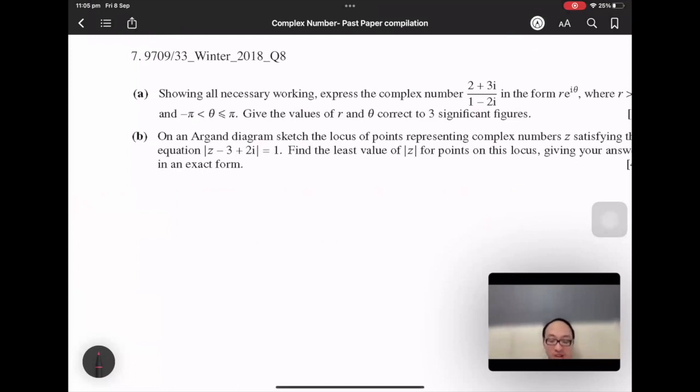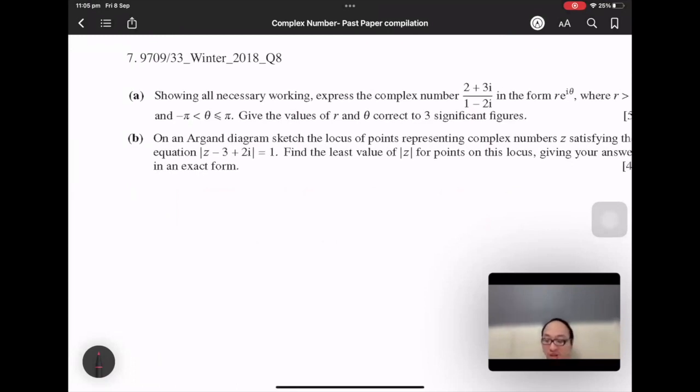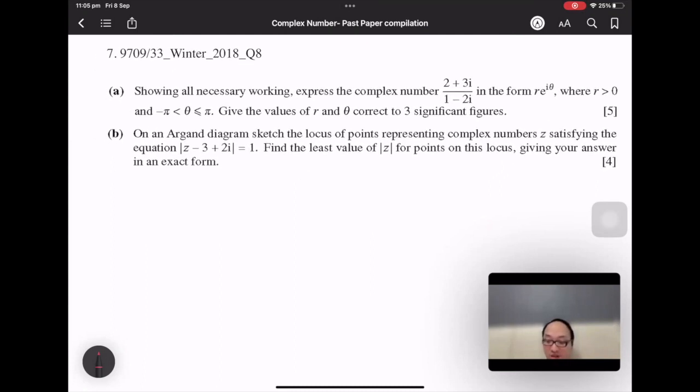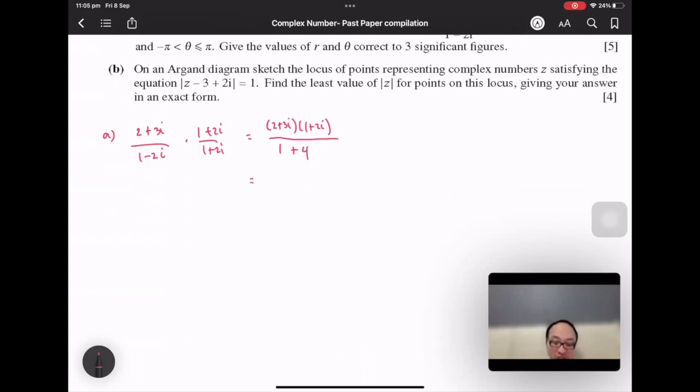Showing all necessary working, express the complex number in the form of r e to the i theta. Give the value to correct to 3 significant figures. So we can simplify (2 plus 3i) over (1 minus 2i), times (1 plus 2i) over (1 plus 2i). So on the denominator, we will have 1 plus 4. And then on the numerator, (2 plus 3i)(1 plus 2i). Over 5.